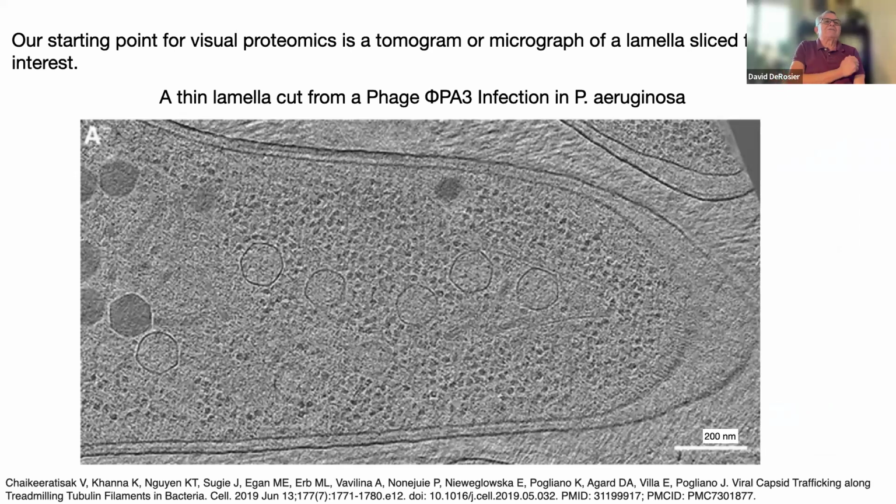So for the rest of our discussion, we'll assume we have some kind of lamella. Here's one from the work of Joe Pogliano, Elizabeth Villa, and David Agard. It's a giant phage-infected cell. And you can see here, you can see ribosomes, you can see phage, maybe phage parts over here. But there are lots of other things. There are lots of proteins you're interested in that you don't know where they are.